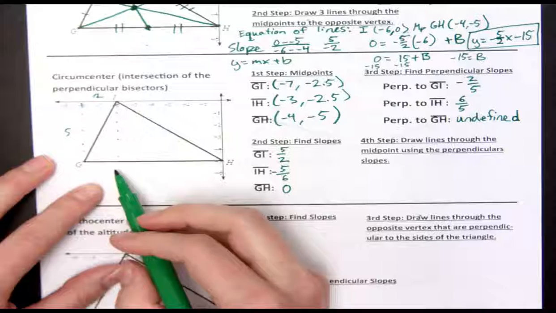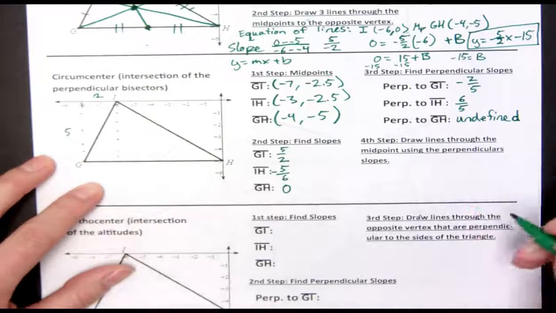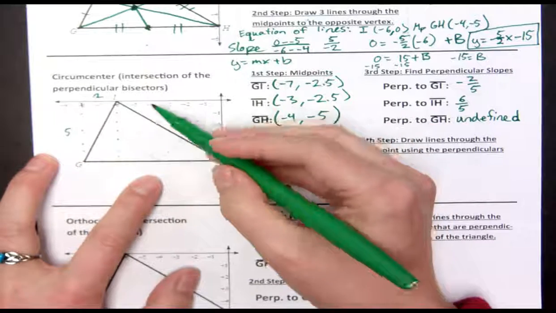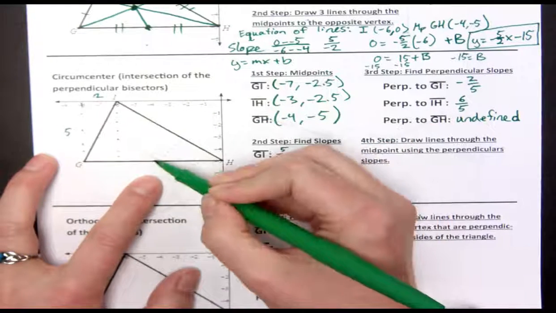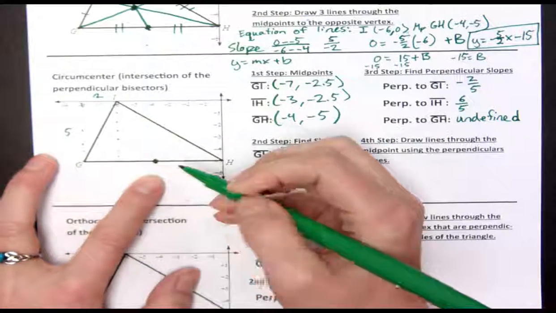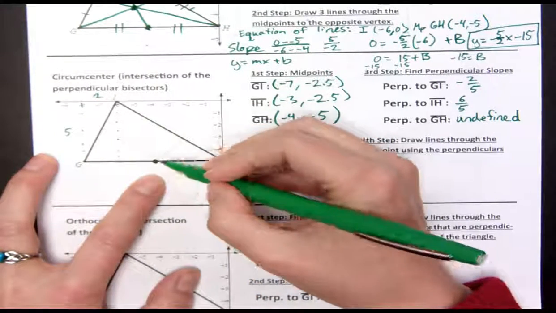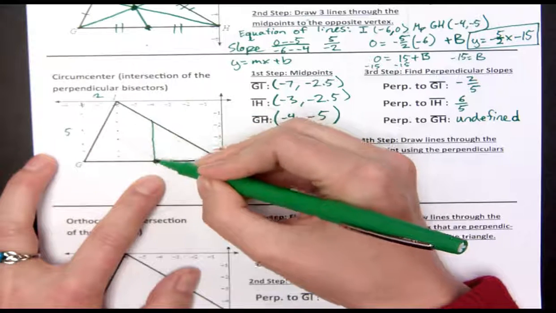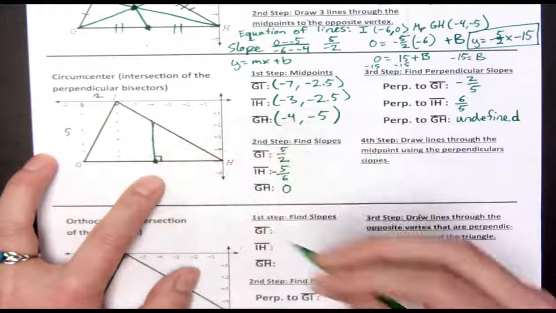And so I have to graph the midpoints again. So GH is -4, -5. And then, because this slope is undefined, I just draw it straight up. That was nice and easy.